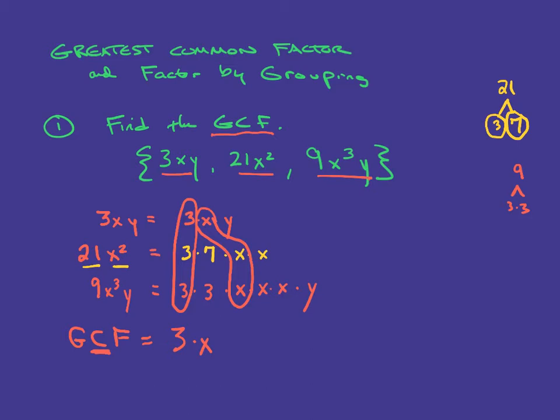And with y's, we're not going to add a y on there because there's no y here on the second term. So 3 and x are the only terms that are common. We do go ahead and multiply those. 3 times x just gives us 3x. And that's our greatest common factor.